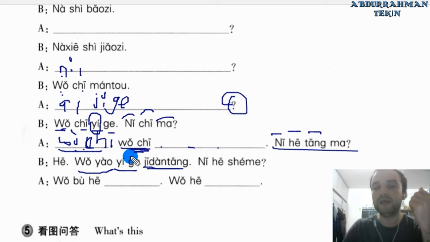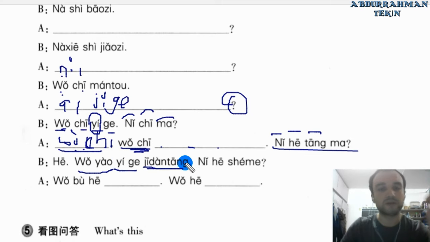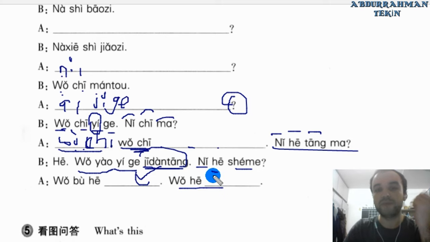So you can say here 一碗. 碗 means bowl. If you say 我要一碗鸡蛋汤, it means I want a bowl of egg soup. 你喝什么? 你 means you, 喝 drink, 什么? What? What do you drink? 你喝什么? 我不喝. 我喝. So it depends on us. We can say 我不喝鸡蛋汤 here. I don't drink egg soup. 我喝啤酒. I drink beer. 我喝啤酒.